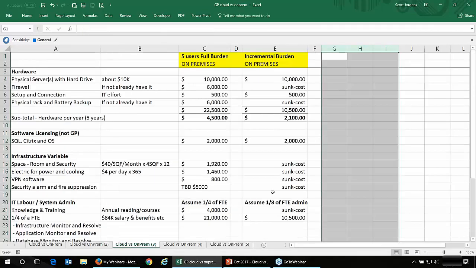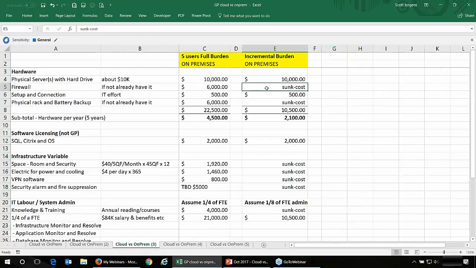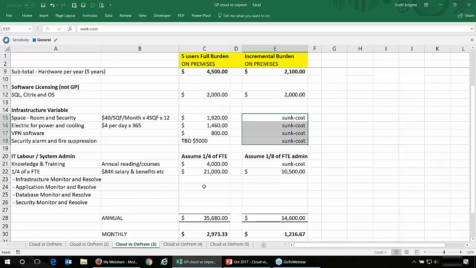If we look over at just incremental burden to say, you know what, the firewall, it's already there for other IT stuff. I don't need to buy a new one. The rack is just going to be an extra stick. There's already a rack, a cage, a room that are going to support that. These are all sunk costs. I don't need these additional variable. You know what, even electricity, I'm not going to count it, it's not part of my budget.